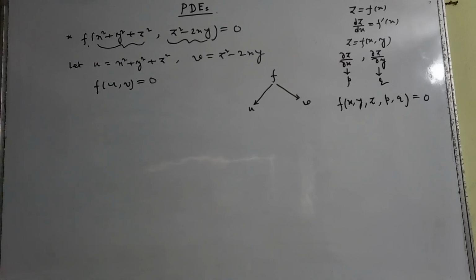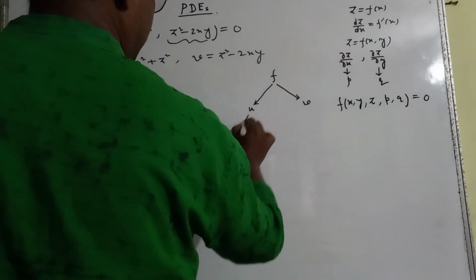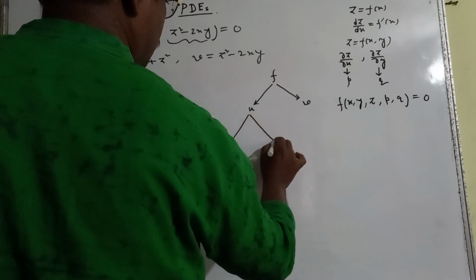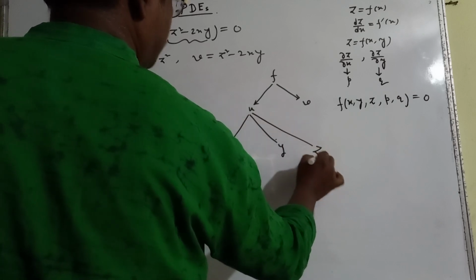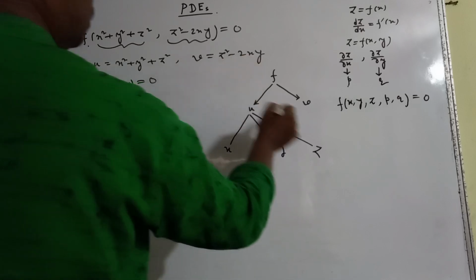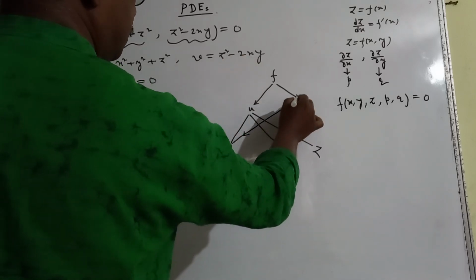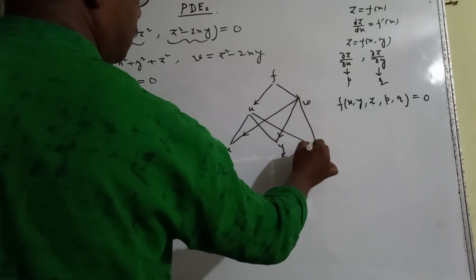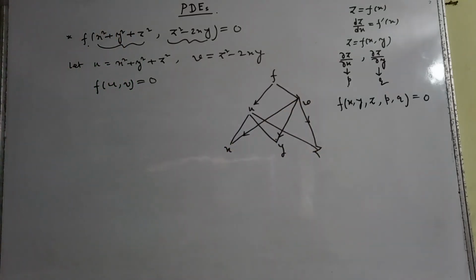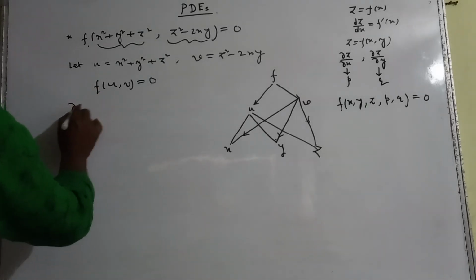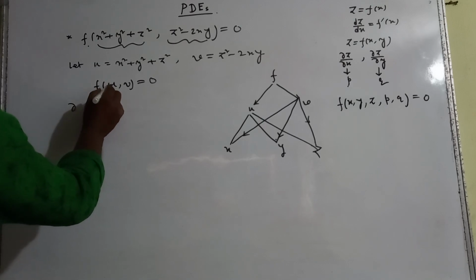And so u is a function of x, y, z. V is also a function of x, y, z. So v is a function of x, v is a function of y, v is a function of z. When we differentiate f partially with respect to x, first f is a function of u and v. So we first partially differentiate f with respect to u.